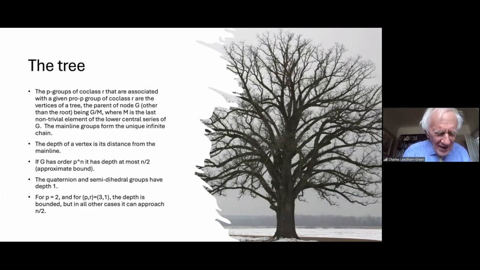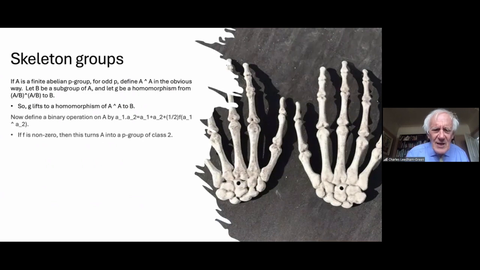They're called twigs. And for p equals 2, and for any coclass, or for p equals 3 and coclass 1, the depth, or if you like, the length of the branches is bounded. It doesn't get bigger as you go further up the tree. And in fact, for p equals 2 and r equals 1, it's obviously 1, and also for p equals 3 and r equals 1, the depth is at most 1. But those are not particularly interesting cases.